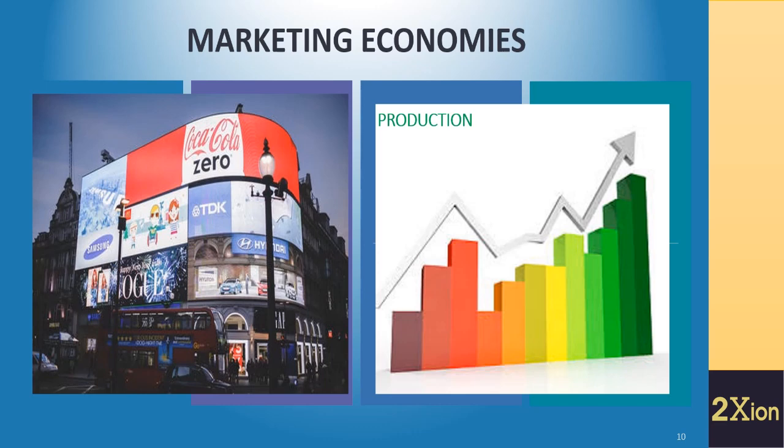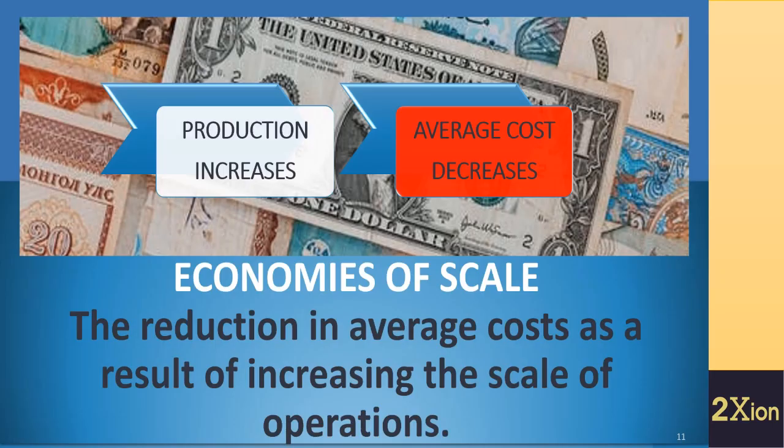Last one, marketing economies. Marketing cost doesn't double with the increase in production or sales, so marketing cost per unit reduces with the increase in output. Now is it clear what is economies of scale? The reduction in average costs as a result of increasing the scale of operations, which means as the size of the business increases, the cost per unit decreases.